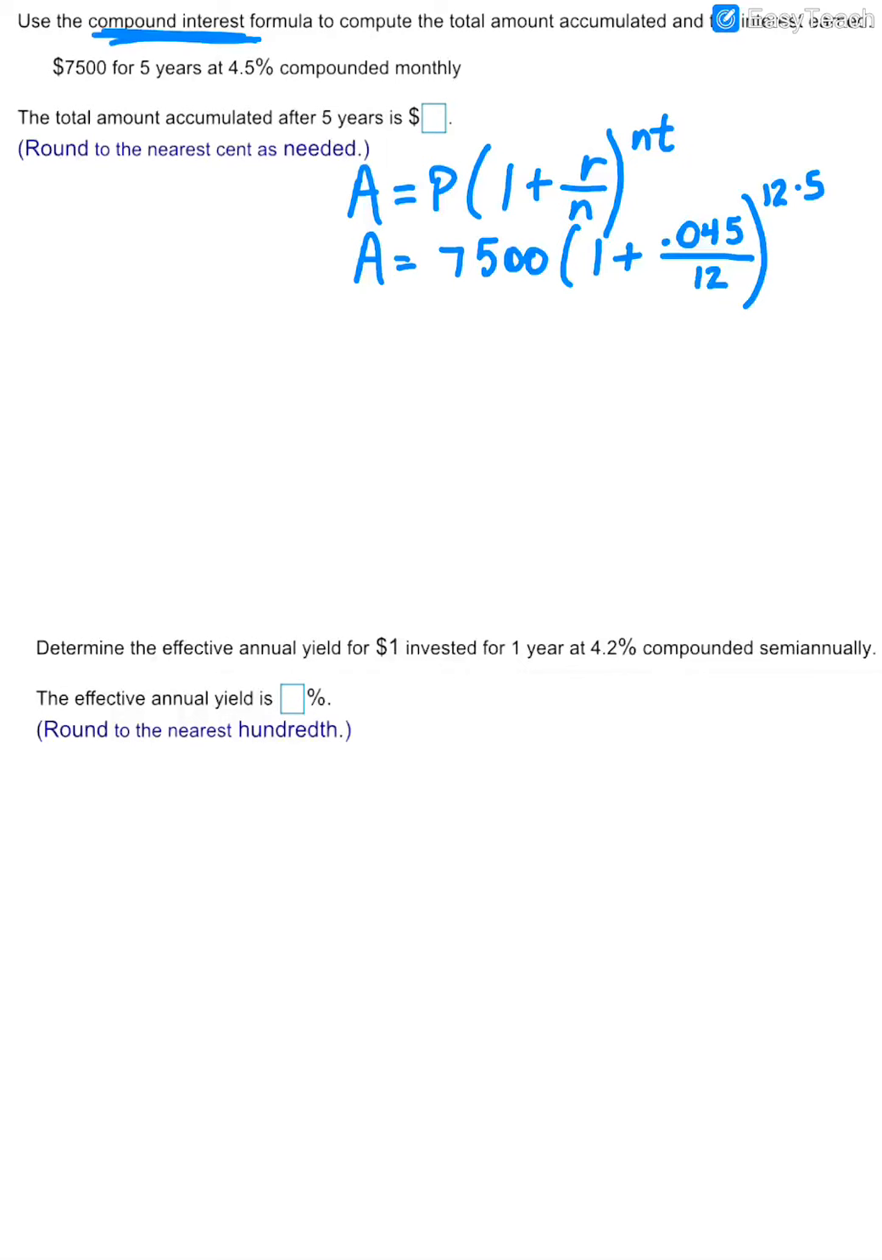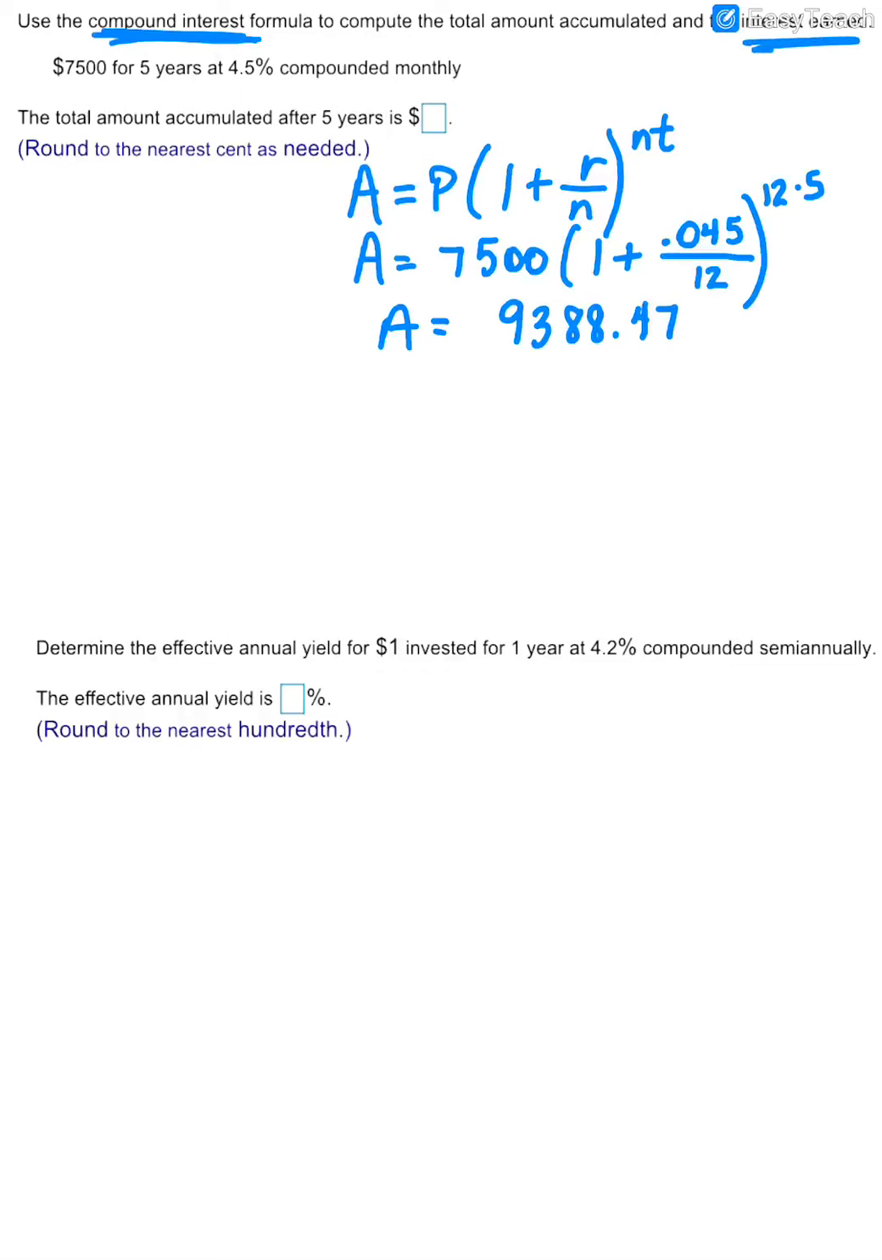So now I'm going to get on my calculator. Be sure you put parentheses where they have parentheses. So 7,500 times, I'm going to open parentheses, 1 plus 0.045 divided by 12, and then I'm going to raise that to the power of, I can either type in 12 times 5 or just put in straight 60 if you want to multiply that first. And so we see that this is accumulated to $9,388.47. Okay, so that is the answer to the first part.